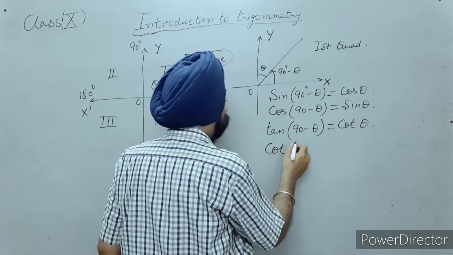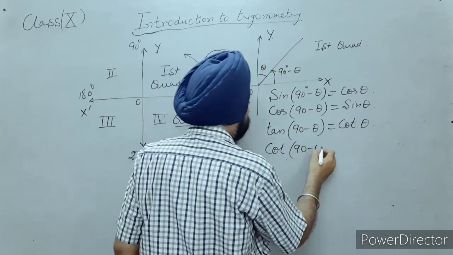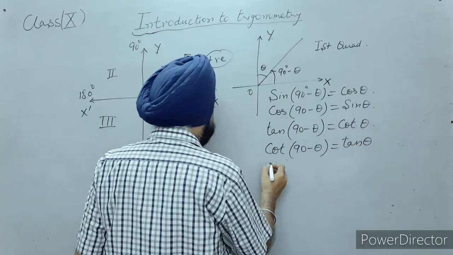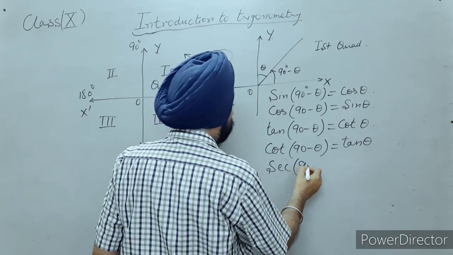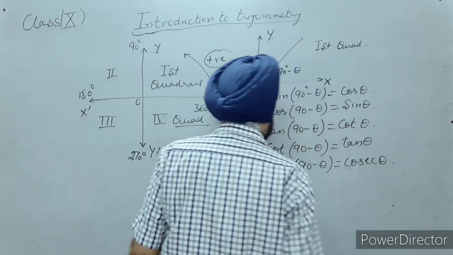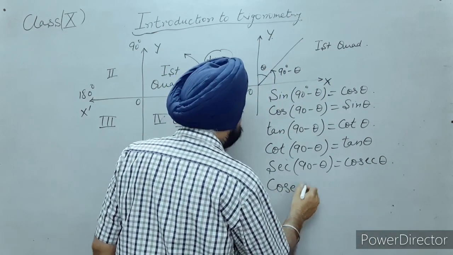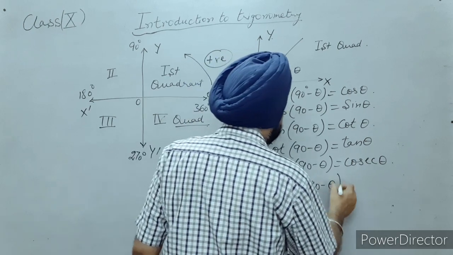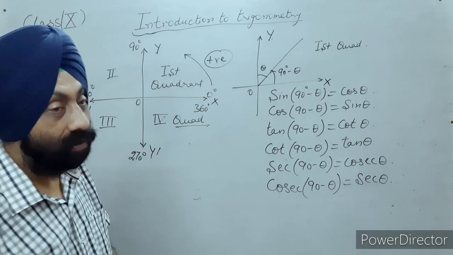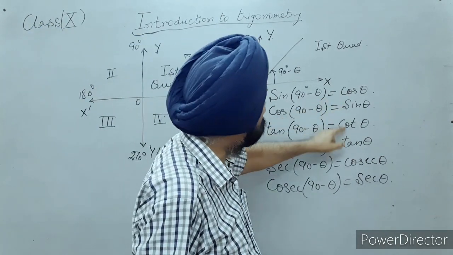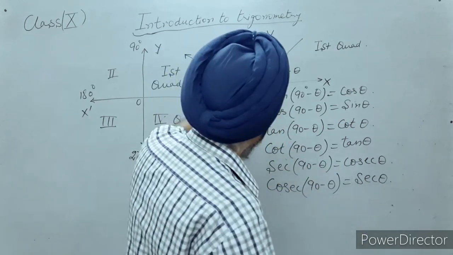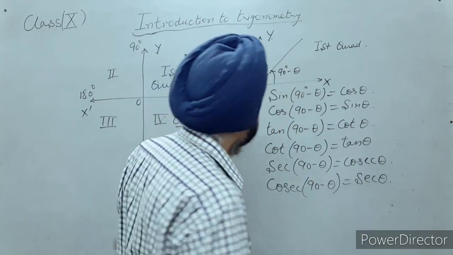Then cotangent of 90 minus theta becomes tan of theta. Then secant of 90 minus theta becomes cosecant of theta. The last one is cosecant of 90 minus theta, we get secant theta. All the trigonometric ratios in the first quadrant are positive. The result is positive, no negative sign.